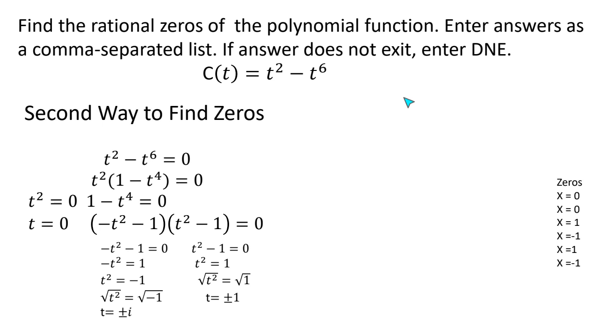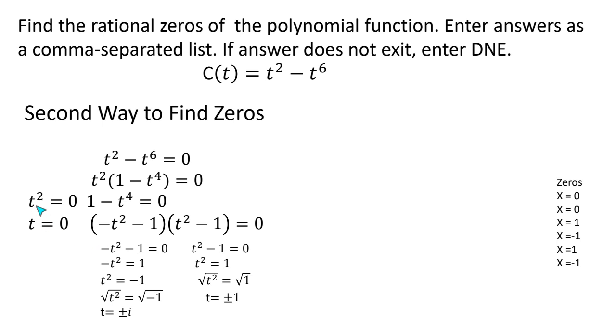So the second way, without using synthetic division, is notice that in these two terms, they have at least a t squared in common. So we can factor out a t squared. That will leave me with 1 minus t to the 4th. I can set t squared equal to 0 and 1 minus t to the 4th equal to 0. So 1 minus t to the 4th is going to factor as this, giving us the plus and minus i and the plus and minus 1.